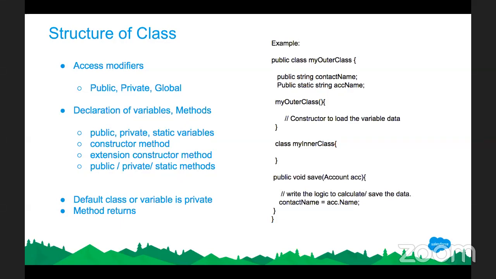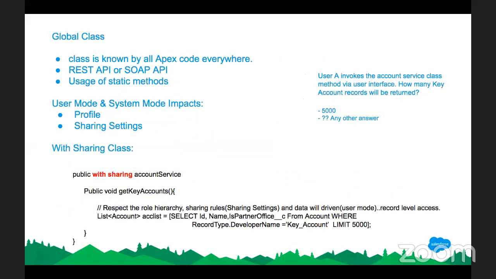Okay, and the method, if you look at the right side code snippet, I just mentioned the method name is void save. It means the method returns nothing, but at the same time you can return some string variables or the sObject values, or you can return integer values too. Then let's talk about the global class.